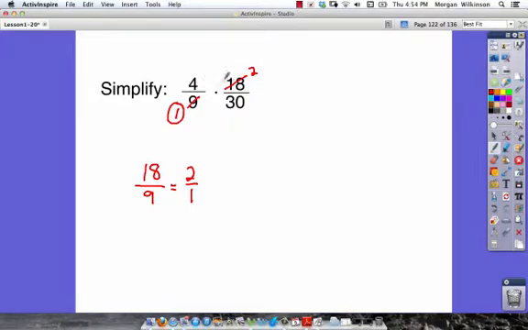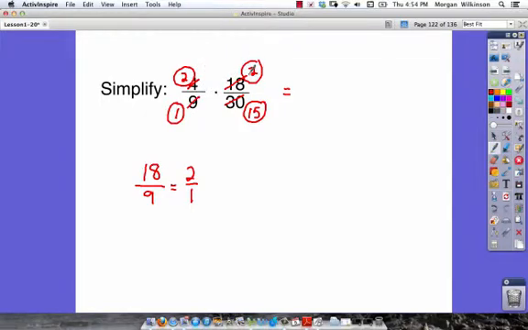Now we can look at what happens to 4 and 30. They're both even numbers. We can cut them both in half. We can get a 2 and we can get a 15. Let's circle all the numbers that are new now that we're going to multiply. We're going to see if we can simplify any further. 2 over 1, we can't simplify that. And 15 is never going to go into 2, or 2 is never going to go into 15, not evenly at least. So we've got what will be our final answer when we multiply.